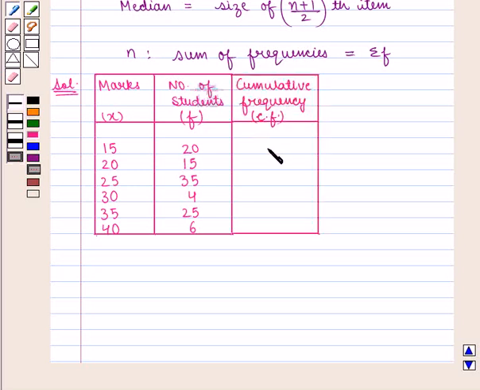The first entry in the cumulative frequency column will be the same as that of frequency, that is 20. Second will be 20 plus 15, that is 35. Next is 35 plus 35, that is 70. Then 70 plus 4, 74. 74 plus 25, 99. And 99 plus 6, that is 105. Here, n is equal to the sum of the frequencies, that is summation of f, which is equal to 105.